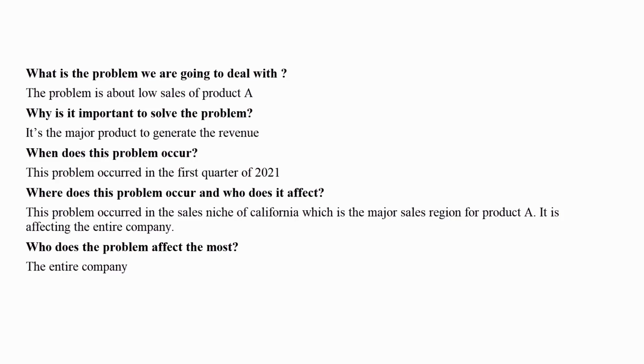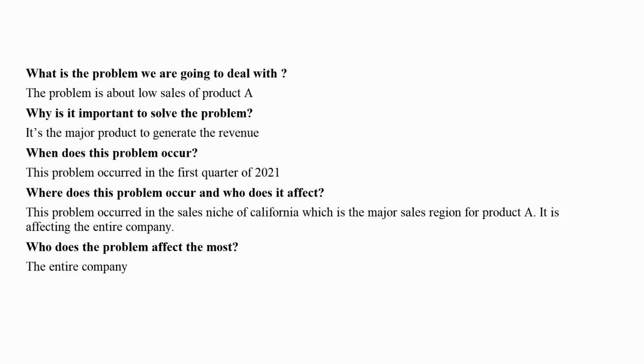When does this problem occur? Well, this problem occurred in the first quarter of 2021. Where does this problem occur and who does it affect? This problem occurred in the sales niche in California, which is the major sales region for the product A, and it is affecting the entire company or entire sales. Who does the problem affect the most? Of course, the entire company. If we are sure, we can even include the word how does the problem occur. But this time we will not use this question.